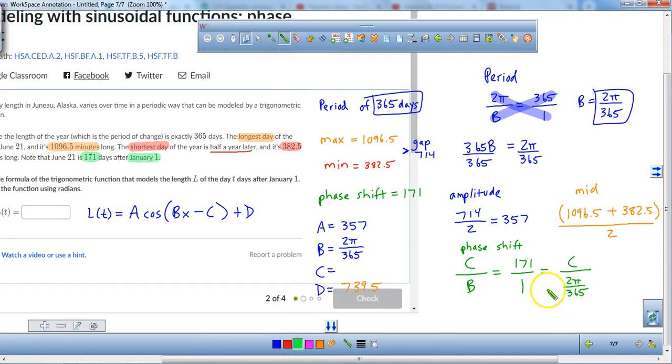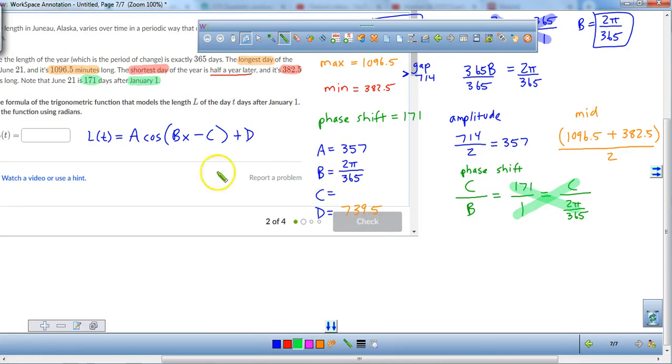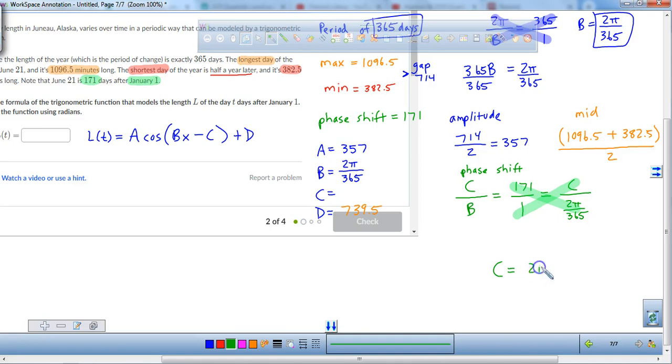So I'm going to show you guys how we create our formula or equation out of this. All right, so our C value equals 2 pi over 365 times 171. And I'm not going to multiply those together. I'm just going to leave it sitting right here.